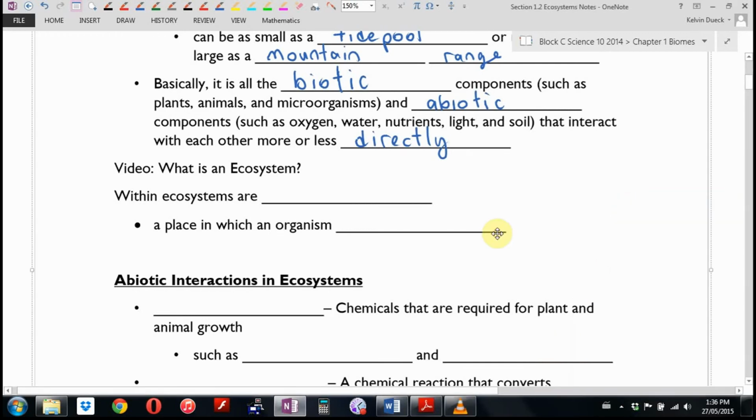Within ecosystems, we have habitats, also a word that you're hopefully familiar with. What are habitats? A place in which an organism lives.